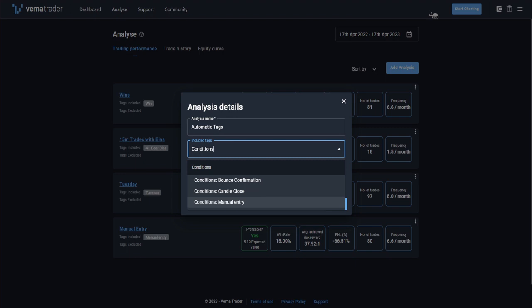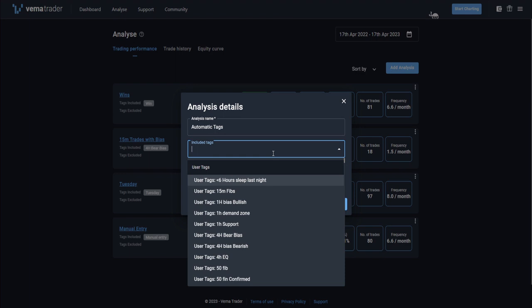So the conditions tag is used for seeing what conditions you used as you went to enter these trades. The bounce confirmation condition refers to the distance to confirm. Did you set a distance to confirm before this, and that was part of this trade entry? Candle close is, did you set the candle close condition to be part of the conditions for this trade's entry? And manual entry refers to when you enter manually, either through quick entry or through having a trade set up in monitoring and manually entering that on the review screen.